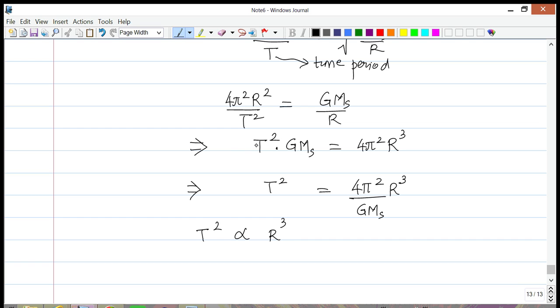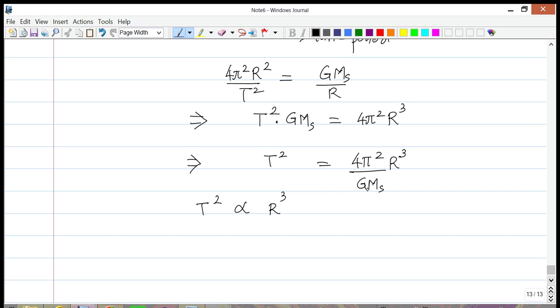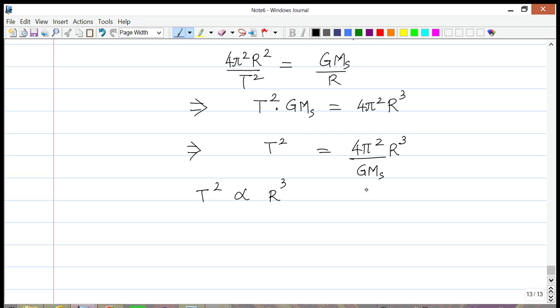Now this is not a simple relation to keep in mind, but make sure that you know how to derive it, and then you should be able to repeat it if you ever need it. So the square of the time period is proportional to the cube of the radius. Great.